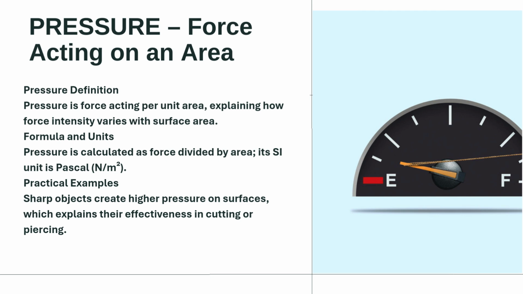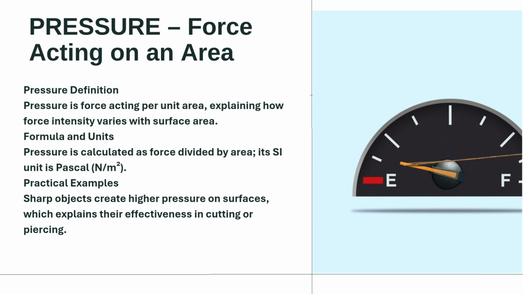The formula for pressure is pressure equals force divided by area, and its SI unit is Pascal, Pa, equivalent to 1 Newton per square meter, N per square meter. This definition emphasizes that pressure depends on two factors: the magnitude of the force and the size of the area over which the force is applied. A smaller area results in higher pressure, while a larger area reduces pressure. This principle is widely applied in various fields, including construction, medicine, and everyday tasks, making it an essential concept for students and professionals alike.